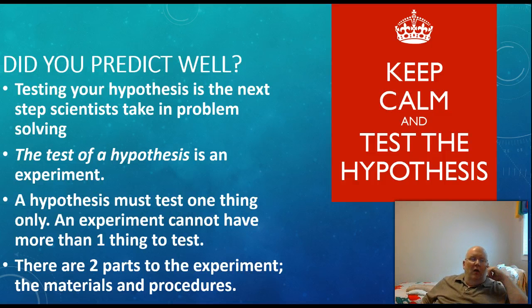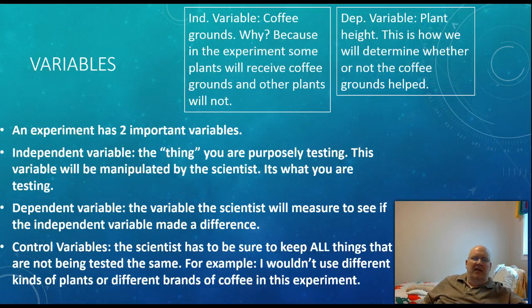An experiment can only test one thing at a time. So you couldn't test, for example, do coffee grounds help plants grow, and what kind of coffee grounds are best for plants growth. You can't do both those at one time. That's two separate experiments. You can only test one thing at a time. Next, in an experiment, you're always going to have three important variables.